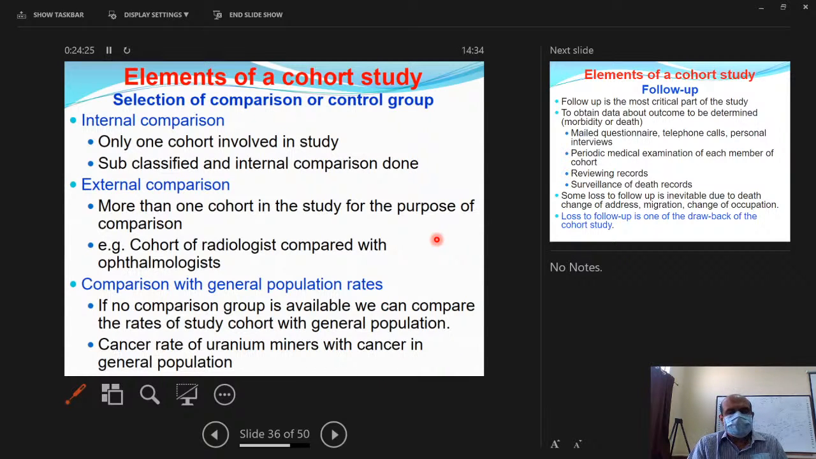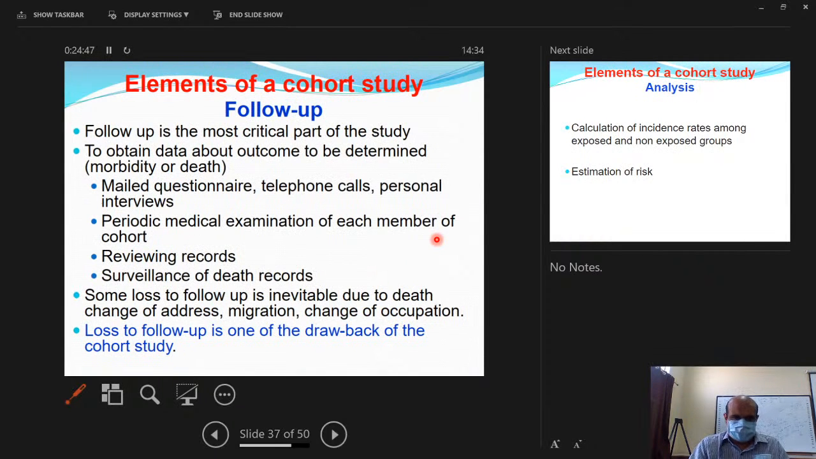In comparison with the general population: if no comparison group is available from the same population and you do not have any comparative group, the rates and ratios can be compared with the general population from previous studies. So, cancer rates of uranium miners versus cancer in the general population, and like that.